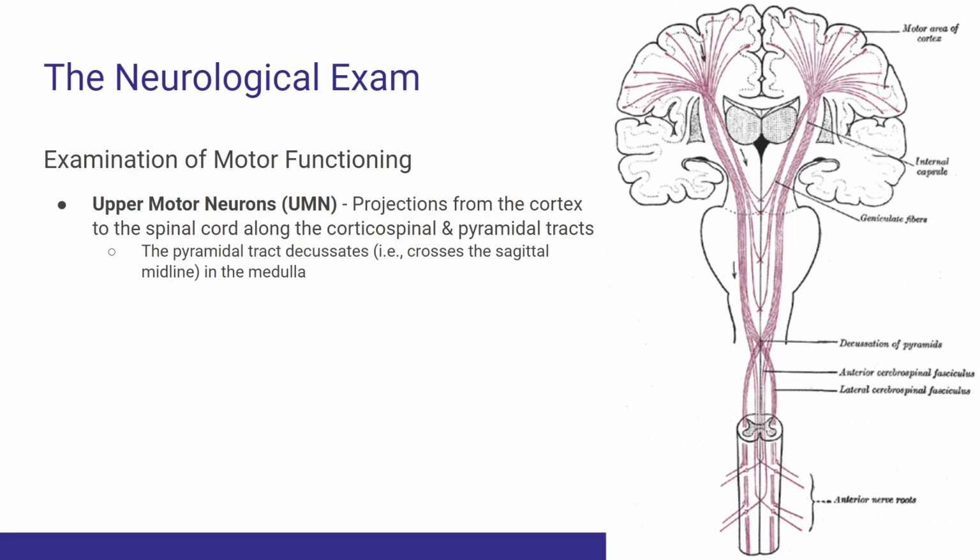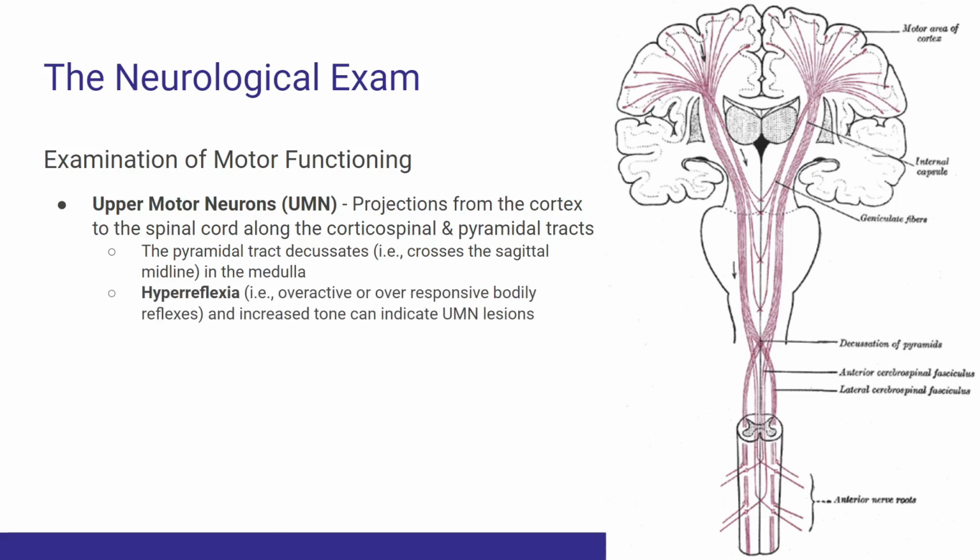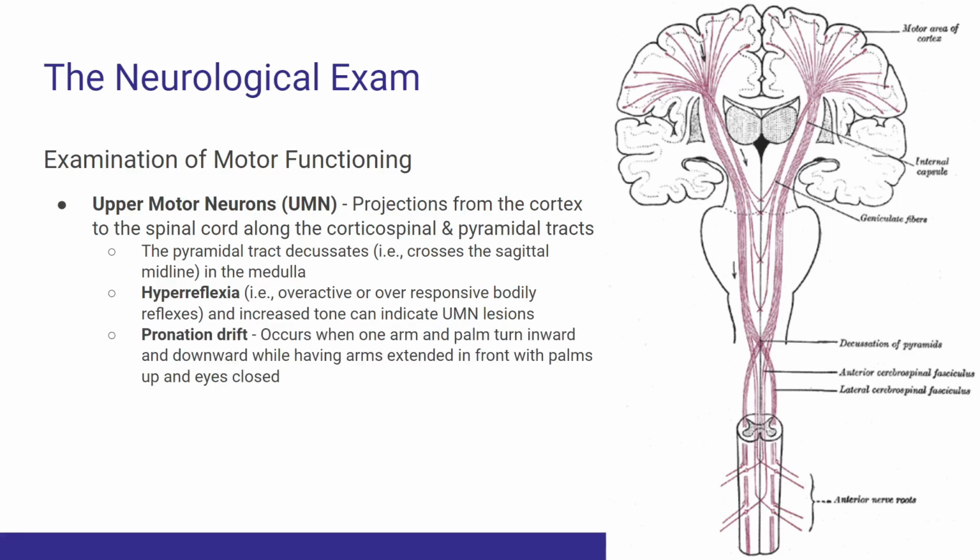side of your brain. When there's dysfunction in these upper motor neurons, it can cause what's called hyperreflexia, where you have an overactive or overly responsive bodily reflex. And it can also just increase general muscle tone. Individuals with upper motor neuron disruption can also experience what's called pronator drift. If you extend both hands in front of you and close your eyes, one of your arms may twist to a palm down position and your arm would come in towards the midline of your body. That would indicate upper motor neuron dysfunction.